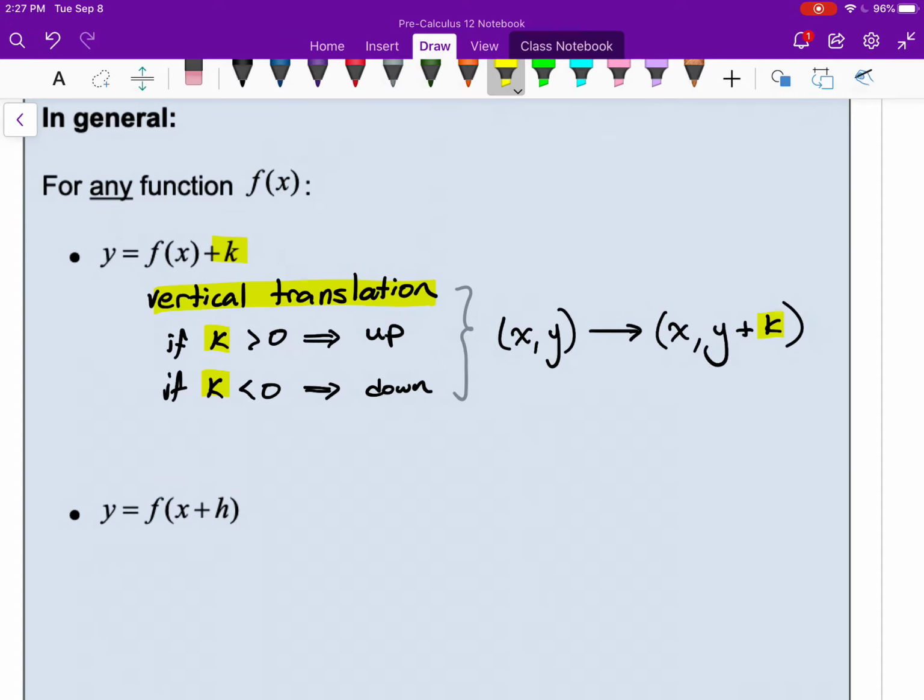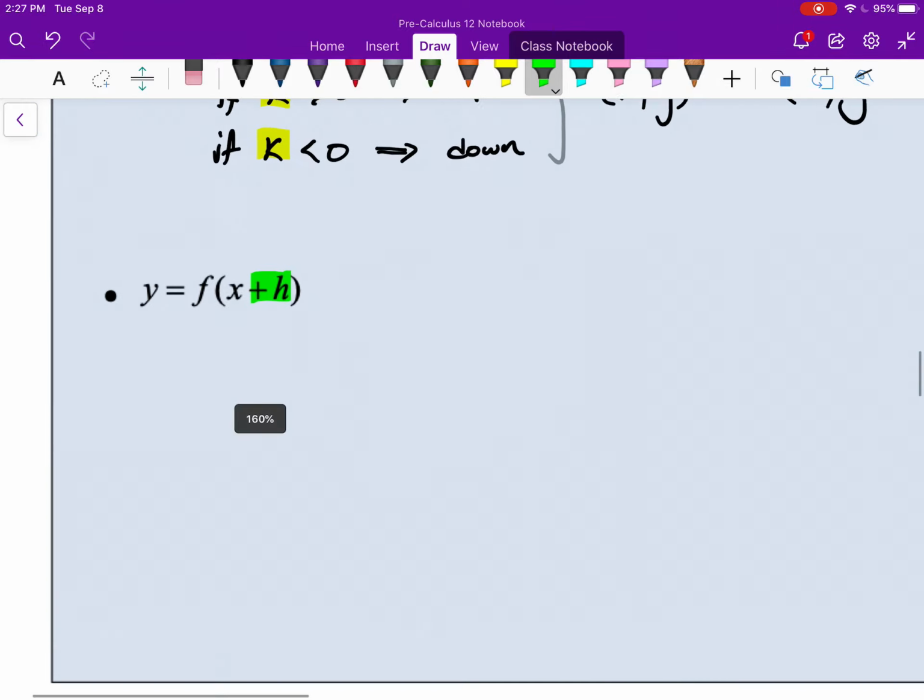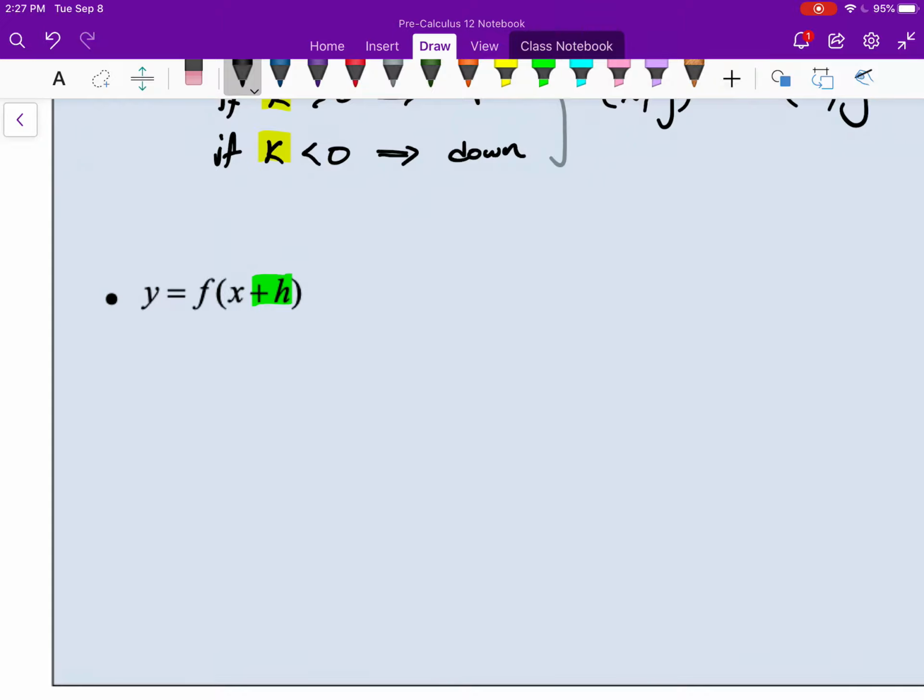The x coordinate changes, like in the next example, if we add something or subtract something from the x, from the input. Remember, x represents the input of a function. And so in this case, as soon as you add or subtract something inside the function, this is a horizontal translation.